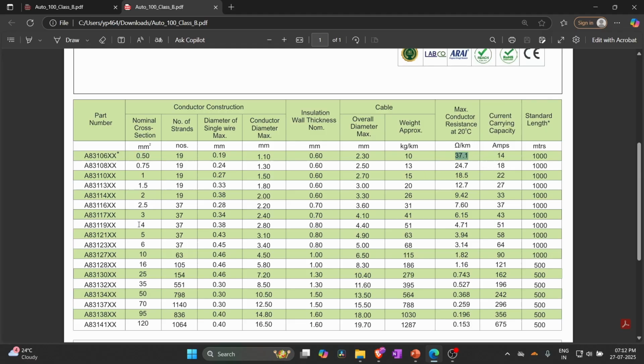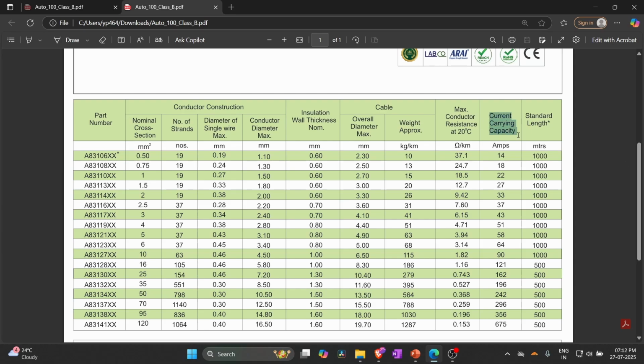In comparison, let's say a 0.75 square mm wire has 24 ohm per kilometer. So as the size of the wire increases, the resistance decreases. The 120 square mm wire will have a resistance of only 1.53 ohm per kilometer. So the thicker wire you choose, the flow of electrons will be easier and the resistance is lower.